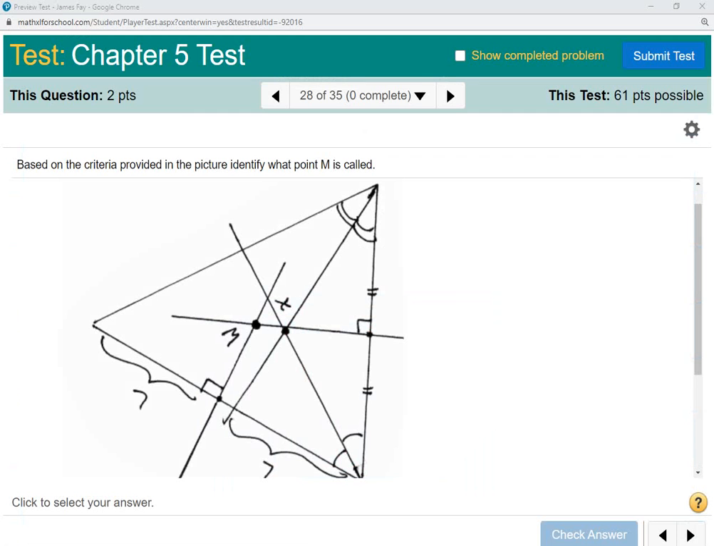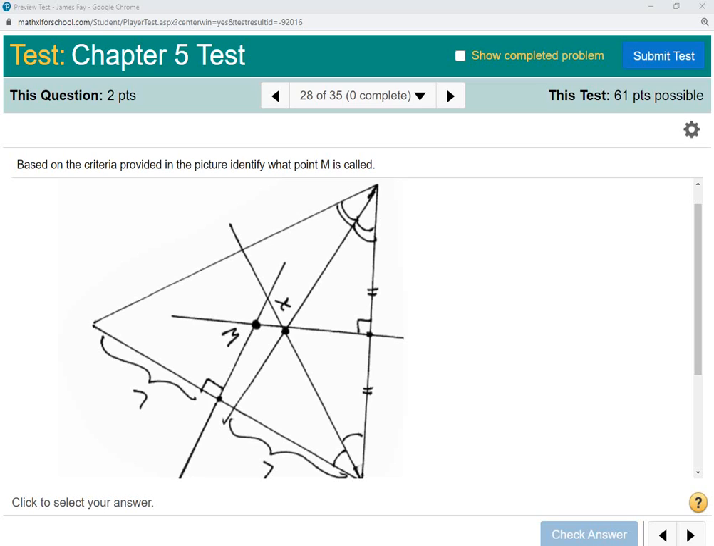Okay, so this question says, based on the criteria provided in the picture, identify what point M is called. So we have to look at all these segments or lines that are creating M, this point right here. Based on the criteria and the information provided in the picture, what type of segment or line is it? It's perpendicular, and these are both 7, so it's a perpendicular bisector.